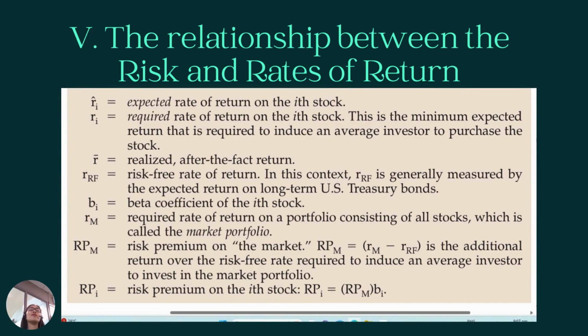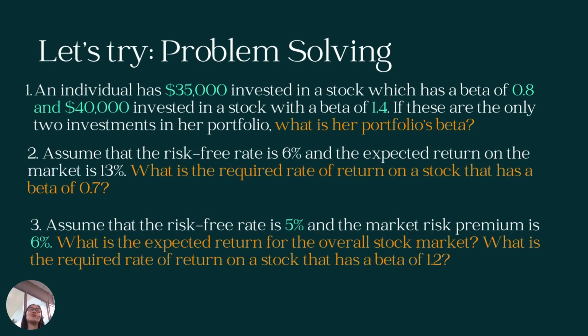The expected rate of return on the stock. The required rate of return on the stock. This is the minimum expected rate of return required to induce an average investor to purchase the stock. So these are the terms that we need to know so that we will understand the relationship between the risk and rates of return. Okay, let's try to solve this one.